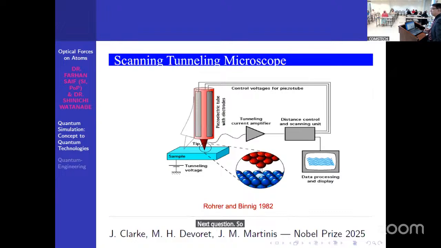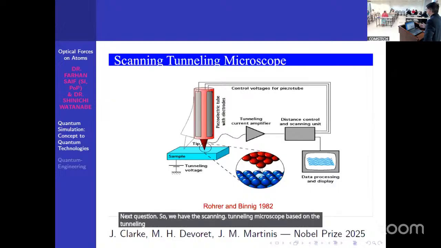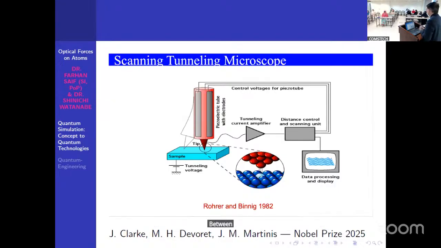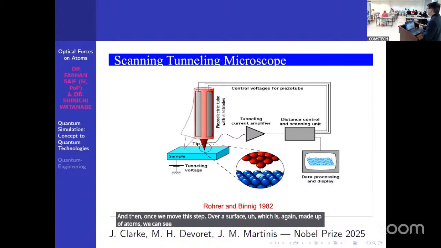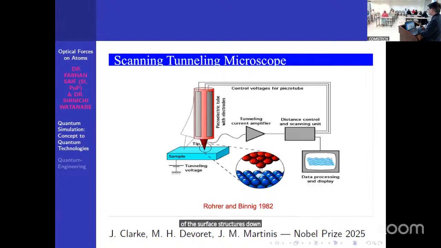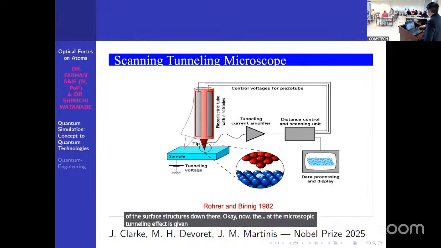The scanning tunneling microscope is based on the tunneling phenomenon. It uses macroscopic tunneling between a needle which has a tip of atomic size and a surface which is again made up of atoms. Once we move this tip over the surface, wherever the tunneling current is less or more gives a feeling of the surface structures. The macroscopic tunneling effect was given the Nobel Prize this year, so this is an interesting connection.